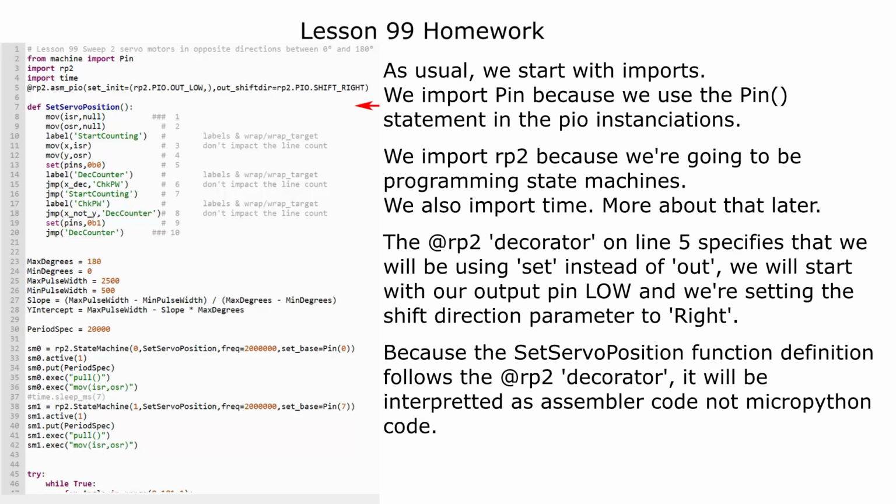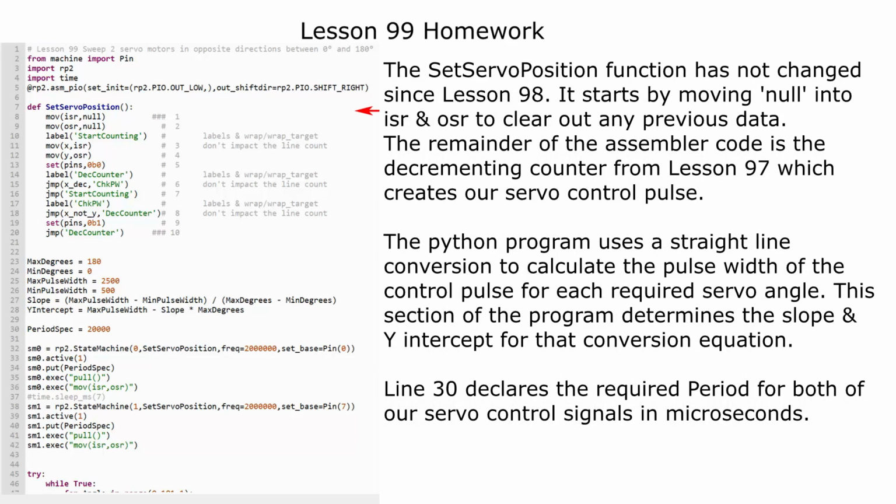Because the set servo position function definition follows the RP2 decorator, it will be interpreted as assembler code, not MicroPython code. The set servo position function has not changed since Lesson 98. It starts by moving null into the ISR and OSR to clear out any previous data. The remainder of the assembler code is the decrementing counter from Lesson 97, which creates our servo control pulse. The Python program uses a straight line conversion to calculate the pulse width of the control pulse for each required servo angle. This section of the program determines the slope and y-intercept for that conversion equation.